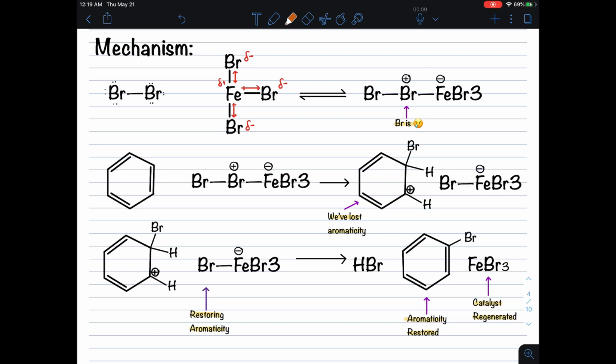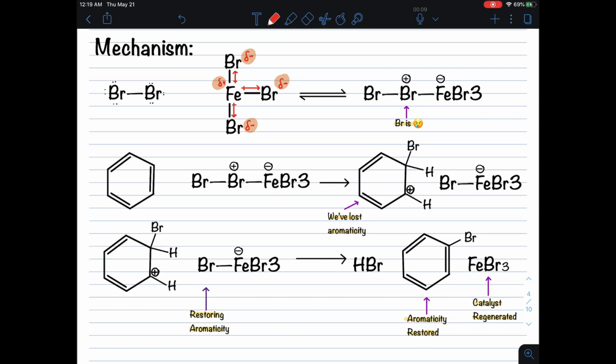So as I said before, the first thing that is going to happen is the generation of the electrophile. So take a look at FeBr3. As you know, bromine is much more electronegative than iron. So this difference in electronegativity means that the bromines will pull the electrons in iron towards themselves, causing partial negative charges on the bromines and a partial positive charge on the iron to form. Now in the solution, we have Br2 floating around, and as we know, Br2 is nonpolar.